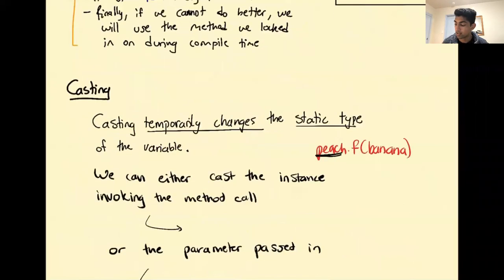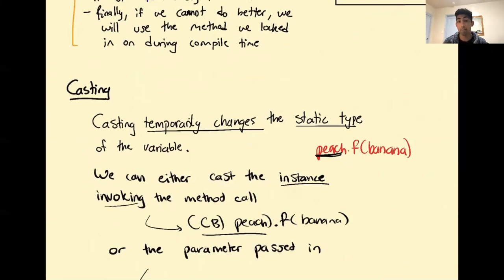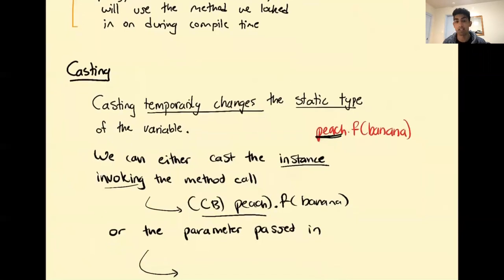How that looks is that we can cast the instance invoking the method call, like so. We can cast peach to be of static type B. So what's actually going on when we look at this cast? We're temporarily changing the static type of peach. So for this function call and this function call only, peach has static type B and dynamic type B. Before it used to have static type A, now with this cast, it has static type B. That's pretty cool. So that's how casting works.